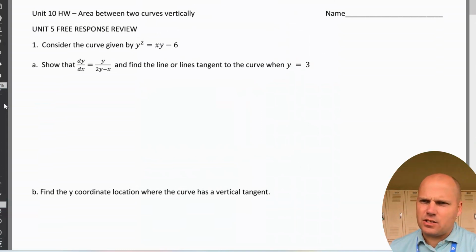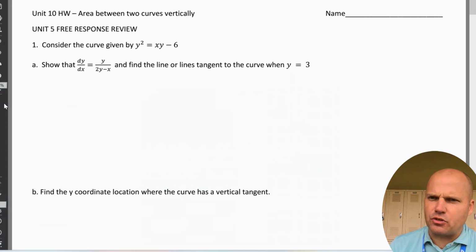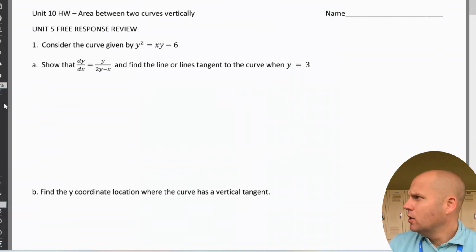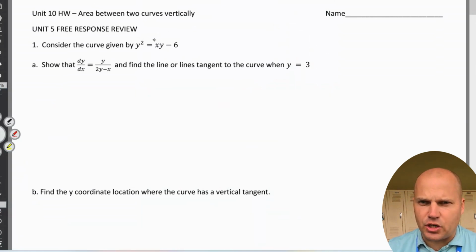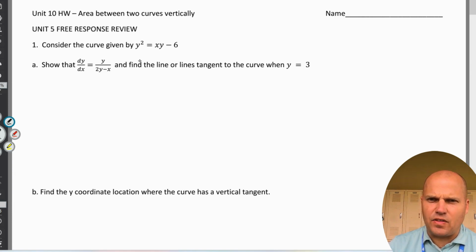This is from an actual AP test. Unit 5 was implicit derivatives and related rates. This is where we're taking derivatives of implicit curves with respect to x, and then with respect to t. So the first question says, show that dy/dx equals y over 2y minus x. Find the line or lines tangent to the curve at y equals 3.